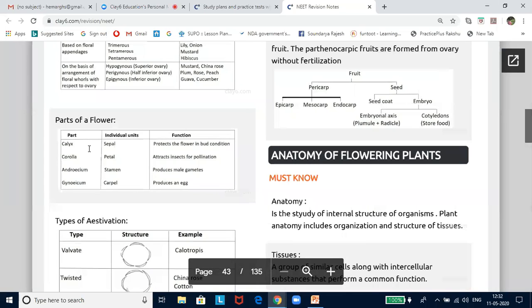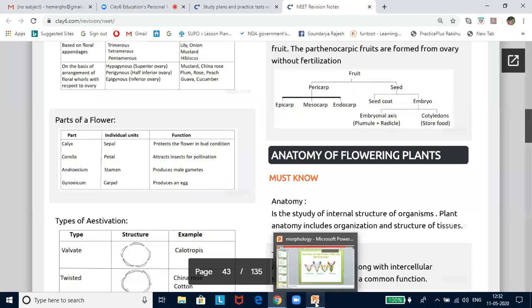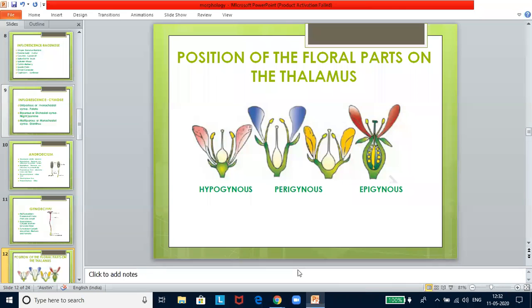That's why it's called a complete flower or a bisexual flower. If any one whorl is present, then it is called a unisexual flower. If only stamen is present, it is called a staminate flower, or if pistil is present, it is called a pistillate flower. Now this is about the flowers. Now let me get into the details of androecium.